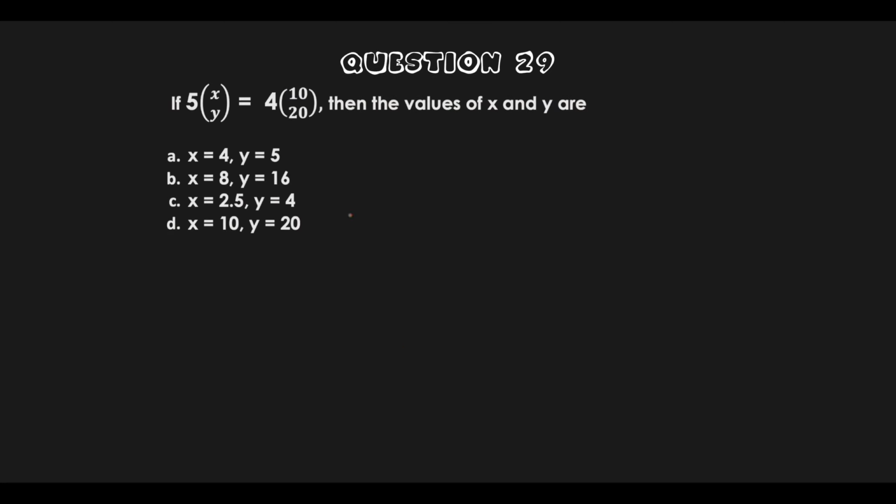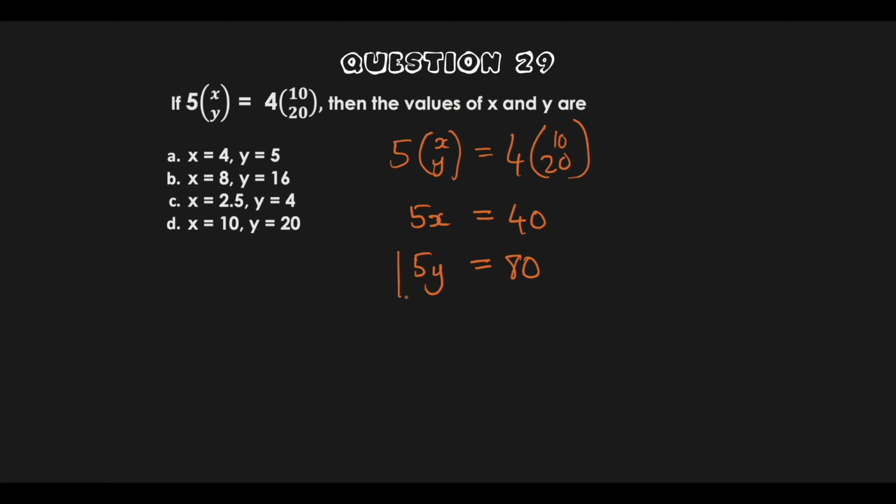So in this particular instance, we are saying that 5 times xy is equal to 4 times 10, 20. So if we were to expand this, we would say 5 times x is 5x, which is equal to 4 times 10, which is 40. And below that, we have 5 times y, which gives us 5y, which is equal to 4 times 20, which is 80. So now I have two separate equations here that I can work out.